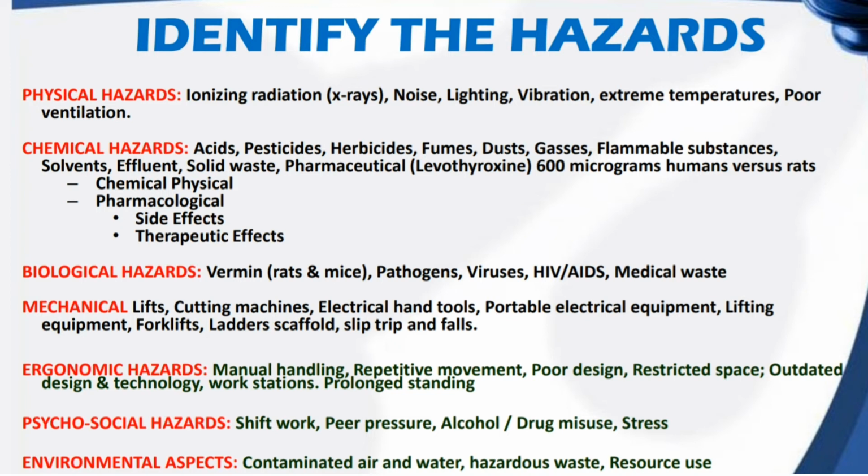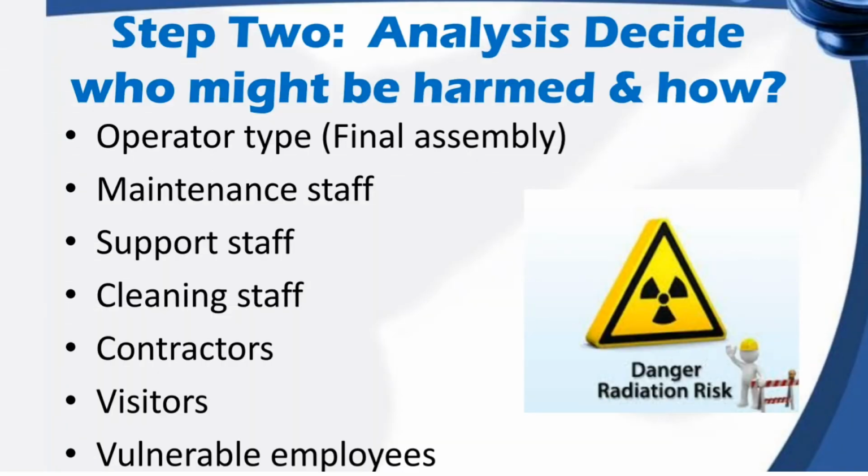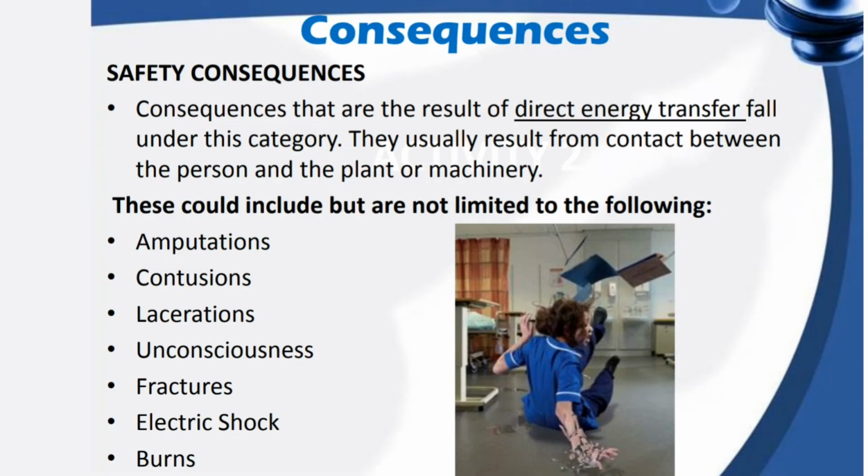Step 2. Analysis. Decide who might be harmed and how. Operator type, final assembly, maintenance staff, support staff, cleaning staff, contractors, visitors, vulnerable employees. Consequences: safety consequences are consequences that are the result of direct energy transfer. They usually result from contact between the person and the plant or machinery.